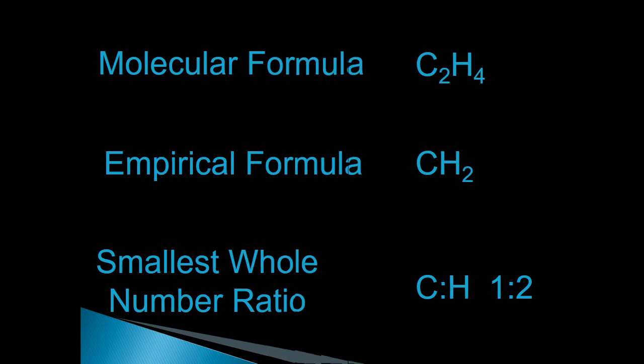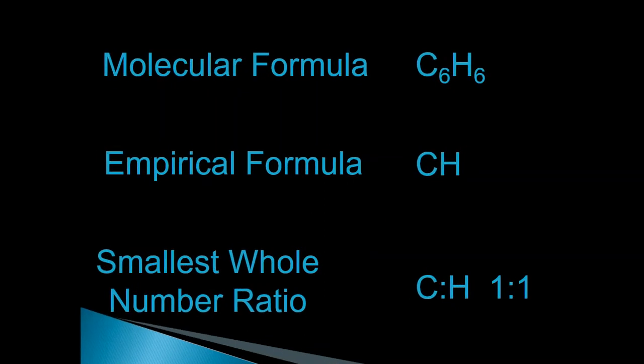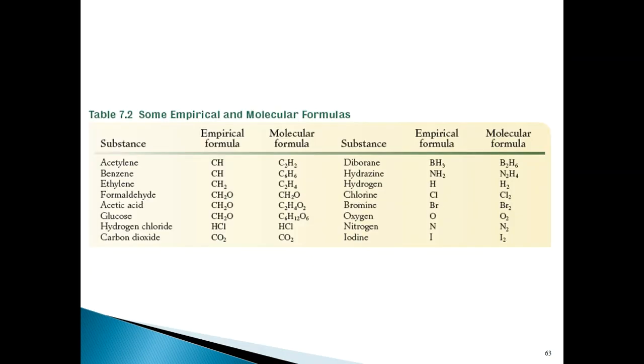All right. Here's another example, benzene. Molecular formula C6H6, but the empirical formula is CH, telling you that the ratio of carbon to hydrogen is 1 to 1. Here's another example, hydrogen peroxide. Formula is H2O2, but the empirical formula is HO, indicating a 1 to 1 ratio between the hydrogen and the oxygen. And here are some other examples.